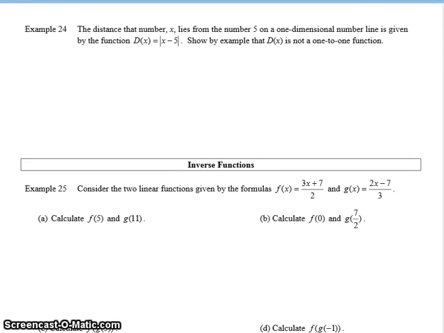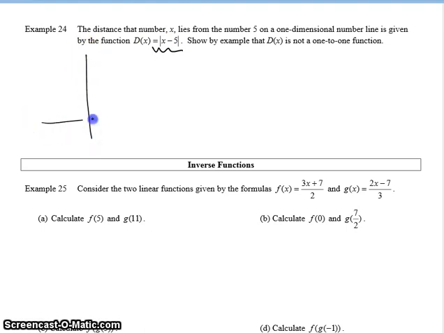Moving on to example 24. It says the distance that number x lies from the number 5 on a one-dimensional number line is given by that function, and it's d of x equals absolute value of x minus 5. Show by example that d of x is not a one-to-one function. Well, if you just use your graphing calculator, or you remember from algebra that an absolute value function, I used to teach the kids, is a V.